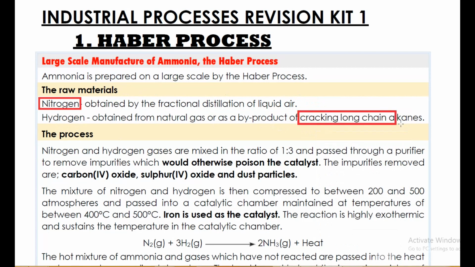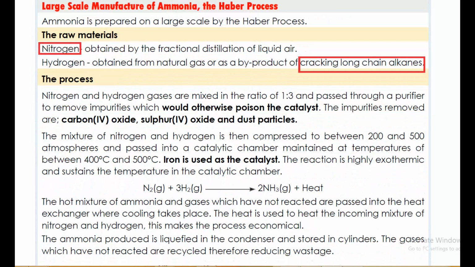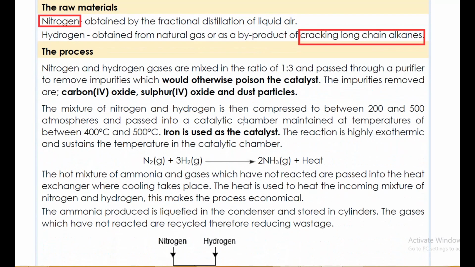During cracking of alkanes, hydrogen gas is produced, and that hydrogen is used in the HPR process. So let us begin now the process itself. Once we have known the raw materials, the other thing we need to know is the catalyst that is used there in the HPR process.